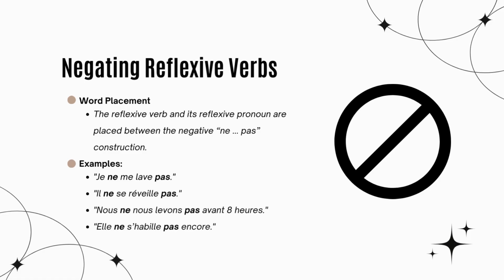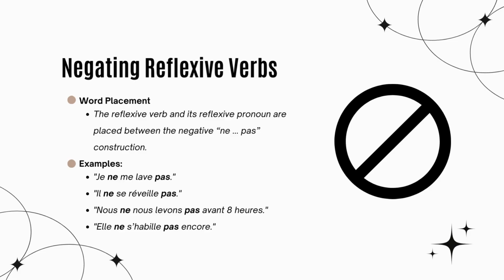Now, obviously, like with every normal verb, we can also negate reflexive verbs. To negate a reflexive verb, simply wrap ne pas around the reflexive pronoun and the verb. It's important that ne comes before the reflexive pronoun and pas follows the verb. For example, je ne me lave pas means I don't wash myself.